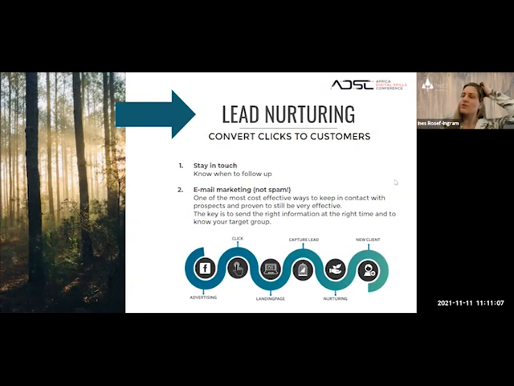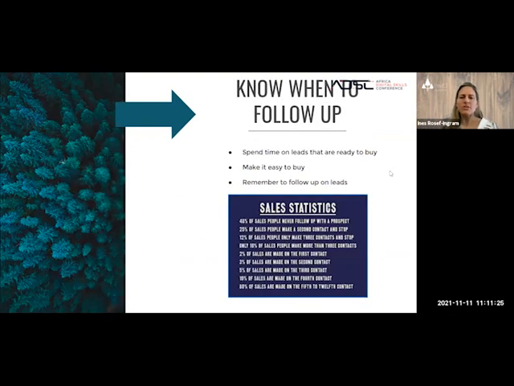And it also gives you those extra contact points. I was mentioning the 5 to 12 contact points. You get them through staying in touch, knowing when to follow up, and also through email marketing, and there are other ways as well. But there are other ones that we can really automate a lot around. So knowing when to follow up, how do you do that? Spend time on leads that are ready to buy.